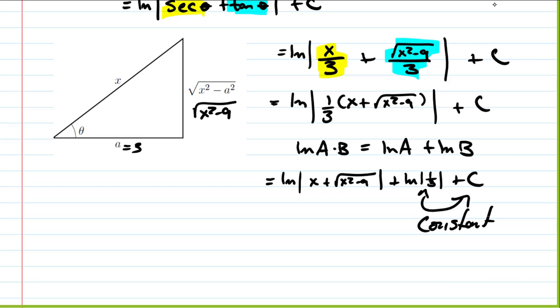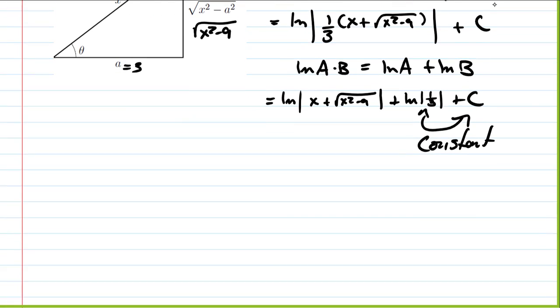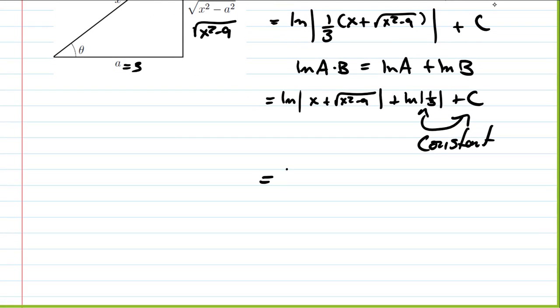Because a constant plus a constant is just a new constant. So then we would have the natural logarithm of x plus the square root of x squared minus 9 plus a constant. Both of those are correct answers.